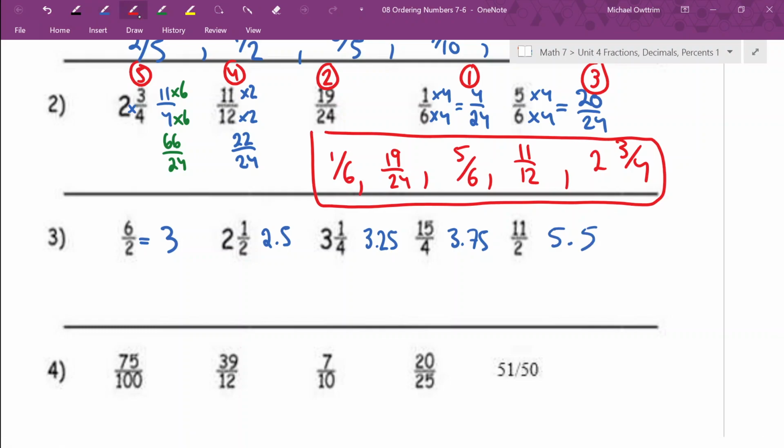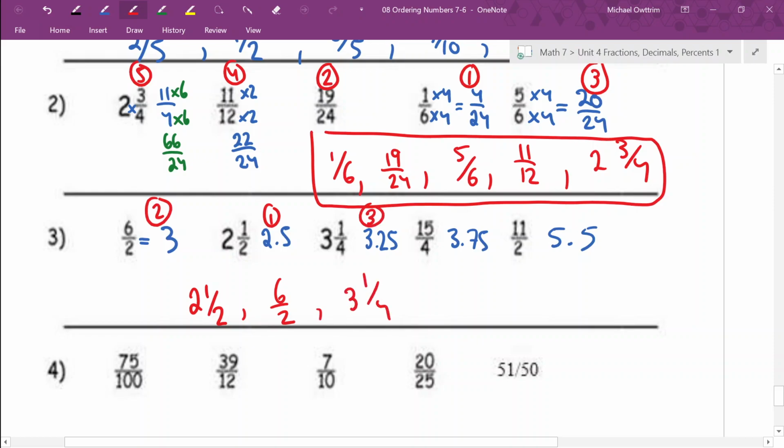So ordering those from lowest to greatest, 2 and 1/4 goes first. Then it would be 6 and 1/2. Sorry, 6 halves, excuse me. Difference there. 3 and 1/4 is next. 15 quarters would be next, and then 11 halves last.